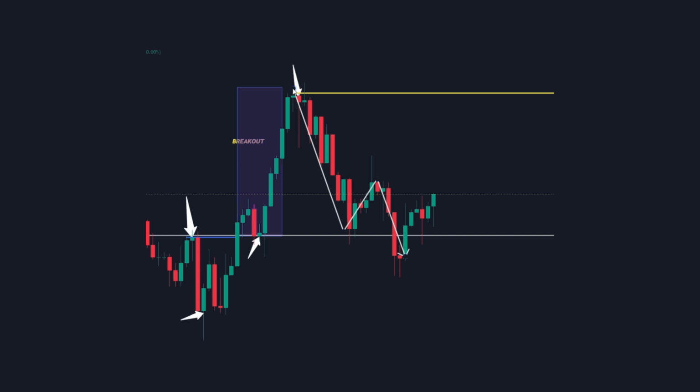So here we are getting our pullback in form of a minor downtrend, retesting this zone here that was turned into support. So here we are having resistance, support, support, support. So meaning the market is going to be continuing in an uptrend. Okay, so here we are having our retest at this point here. So that's how we are coming up with our breakout and retest strategy here.